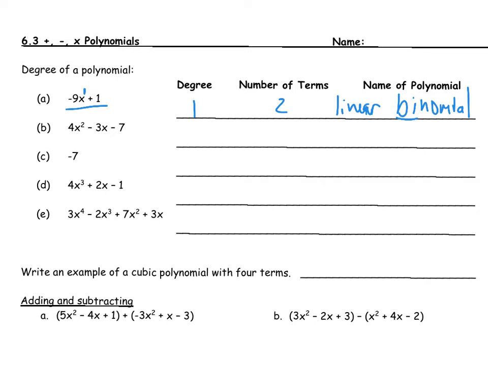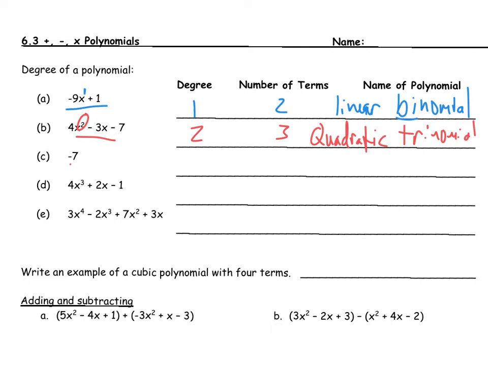Let's go to the next one. There's three terms there. So the number of terms is 3. It has a degree of 2. X squared is the highest power, so its degree is 2. Degree of 2 means it's a quadratic. And 3 terms means trinomial, so it's a quadratic trinomial.